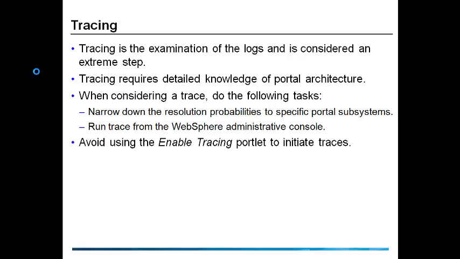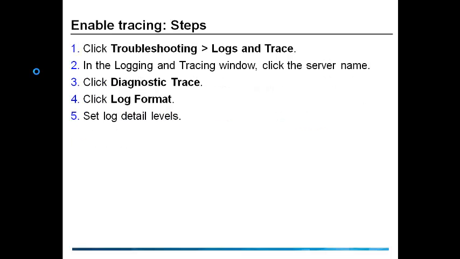Run trace from the WebSphere administrative console. Here is a very important point. You should enable trace in portal in two ways: one from the WAS admin console, one from the portal admin console. If you enable a trace string using the portal admin console, that is temporary, and when you restart your portal server, it will go off automatically. When you enable it through WAS, it's not temporary, and when you restart, unless you remove it, this trace will be on forever.